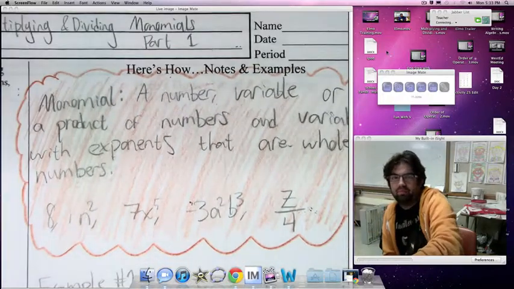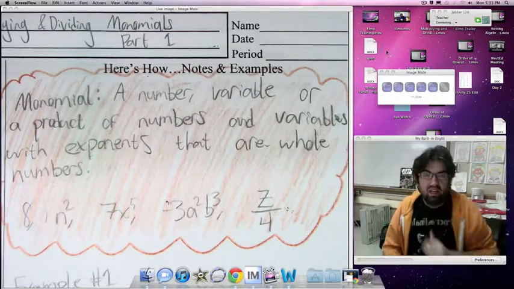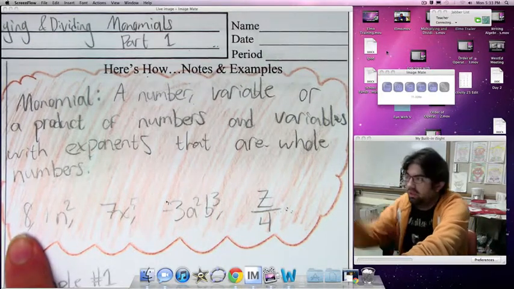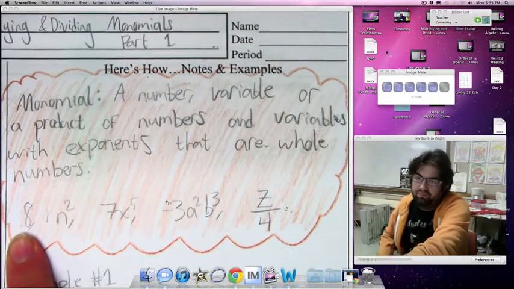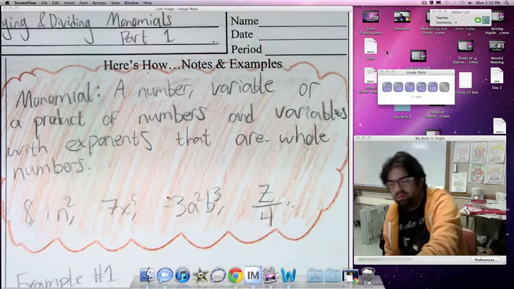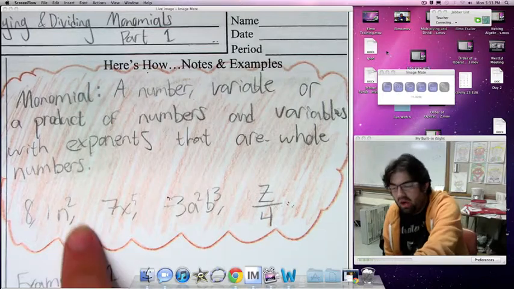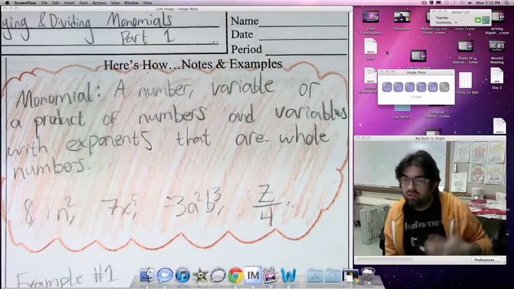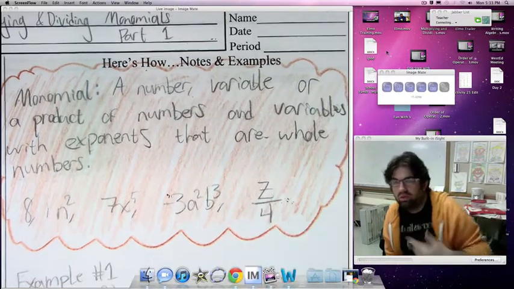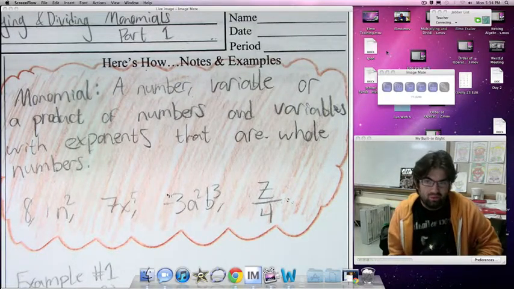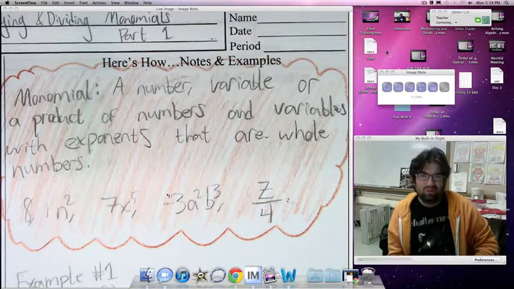A monomial is this. It could be a number, like 8. Okay? It could be a variable like n squared. Notice that the power is positive because it has to be a whole number. Or it could be a product of numbers and variables with exponents that are whole numbers.